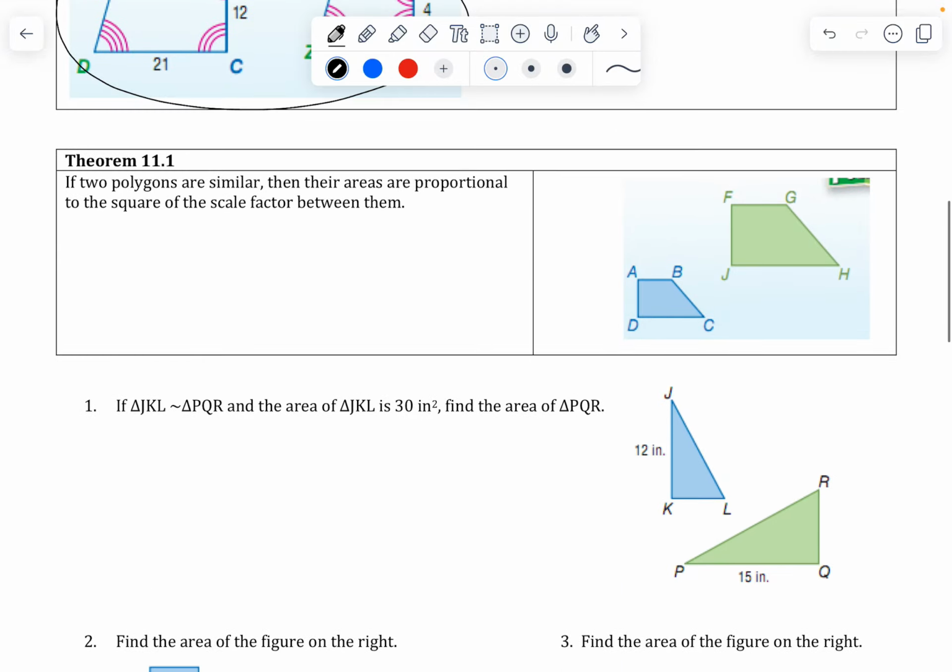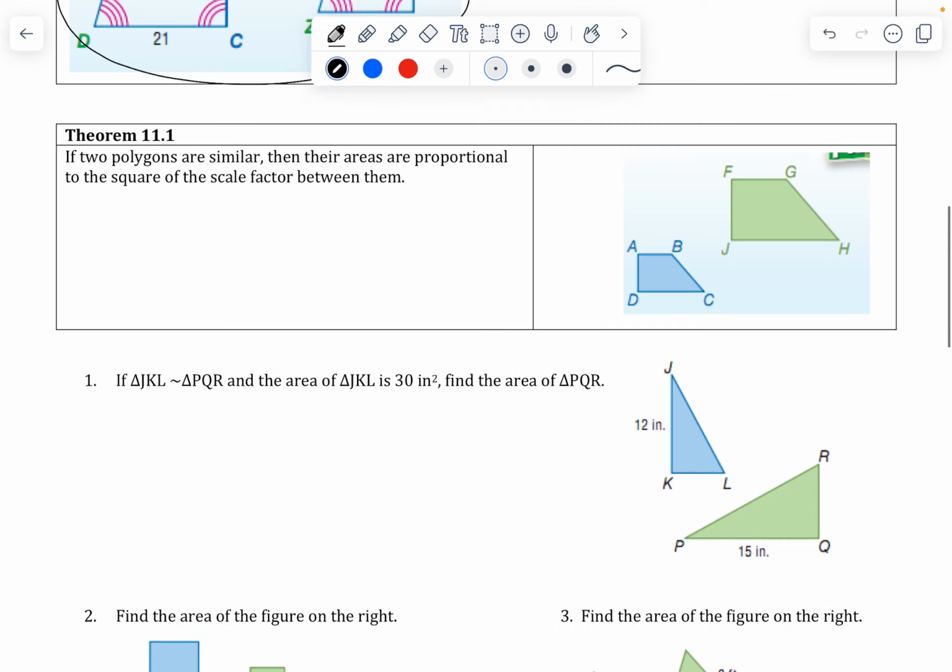So let's move on to the big idea for today. It says if two polygons are similar, then their areas are proportional to the square of the scale factor between them. That sounds kind of confusing. I'm going to give you 4 steps for solving these problems. Let's write down the 4 steps, then we'll try some, and hopefully that'll clarify what we're talking about.